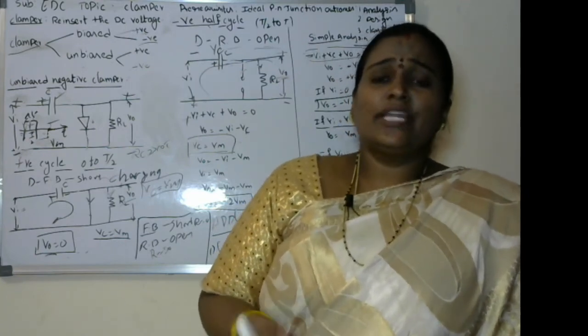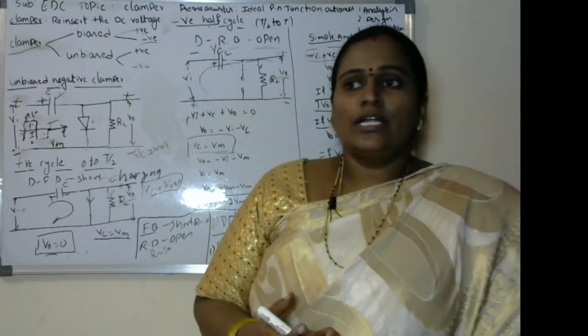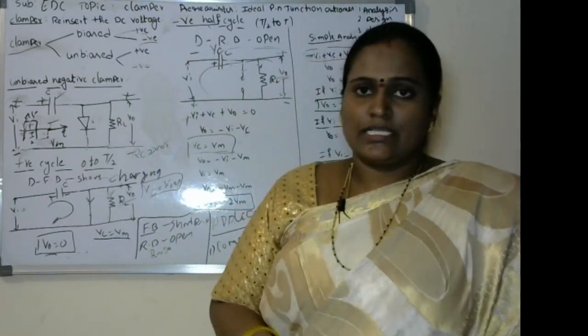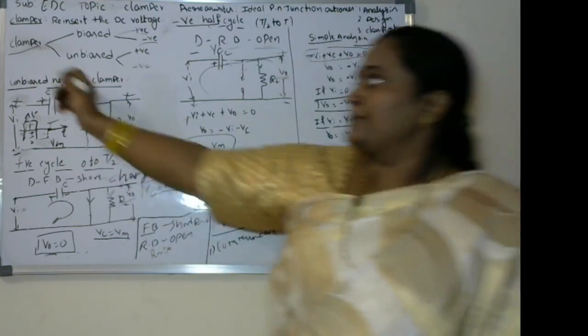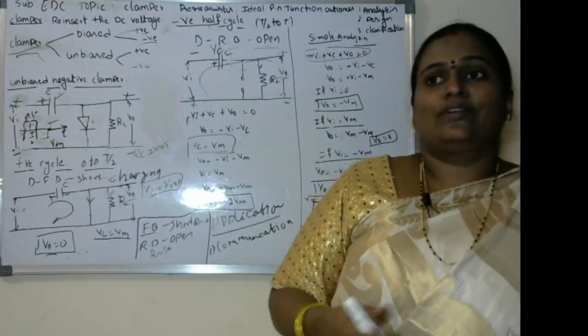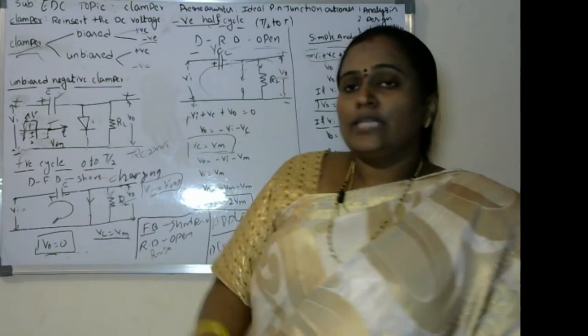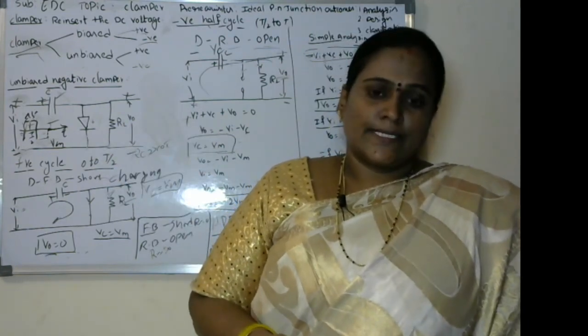But for communication, the DC level is also one piece of information of the signal. So for that purpose, we have to reinsert the DC voltage. For reinserting the DC voltage, we require clampers. Depending upon how much DC voltage we have to reinsert, we choose the RC components and the reference voltages.